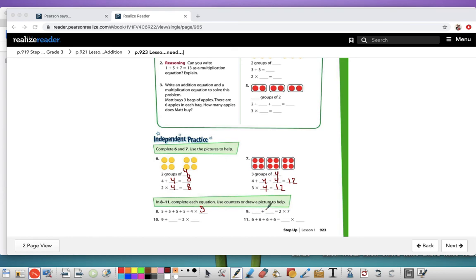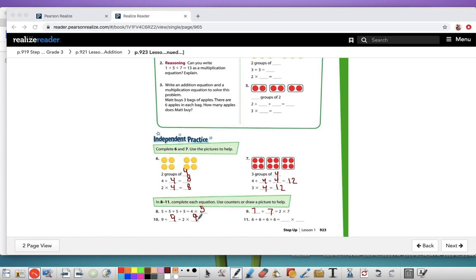Now we have blank plus blank equals 2 groups of 7. 2 groups of 7 is what? 7 plus 7. 9 plus what equals 2 times what? What do you think that is? That would be 9 plus 9 equals 2 times 9. That would be 2 groups of 9.